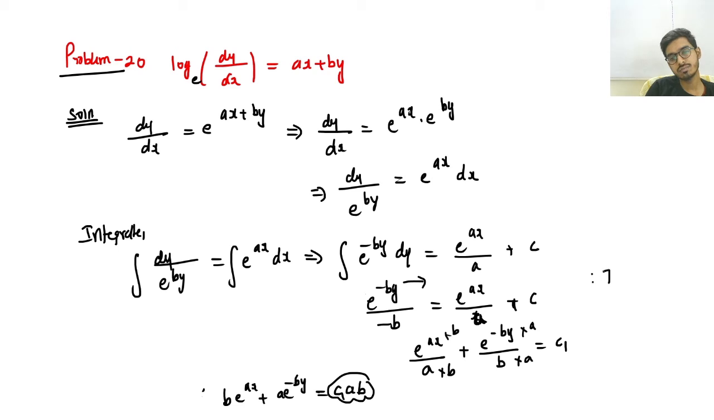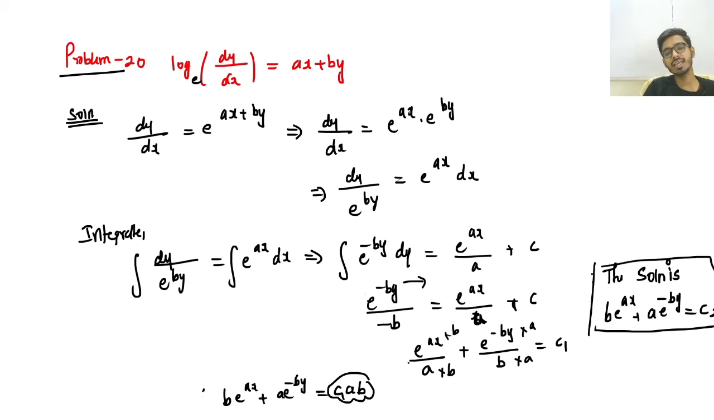So therefore the solution is b into e power ax plus a into e power minus by is equal to some constant c2, where c2 is equal to c1 ab. No problem, right? It is just a constant.